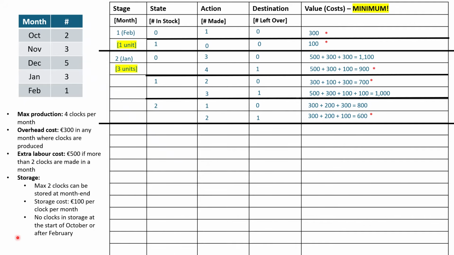So now we move into the next month, which is stage 3, which is December. In December, we need 5 units. So because we can only produce 4 clocks maximum per month, we have to have at least 1 in stock already. So we can't start with 0 like we did in the previous months. We have to start in 1. This is what students can find a little bit tricky.